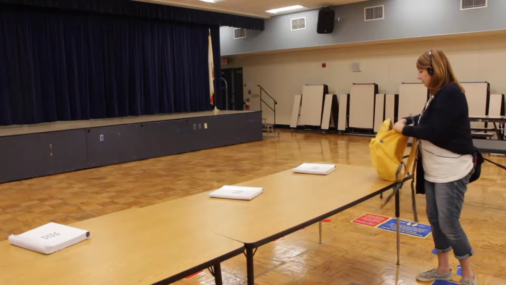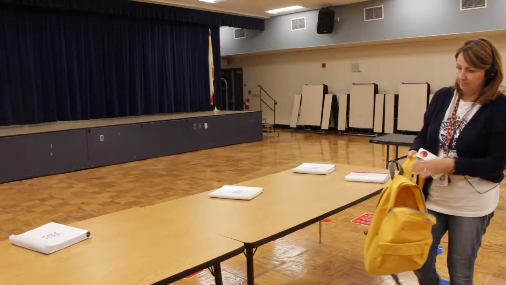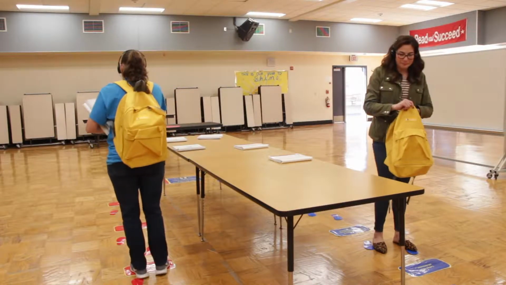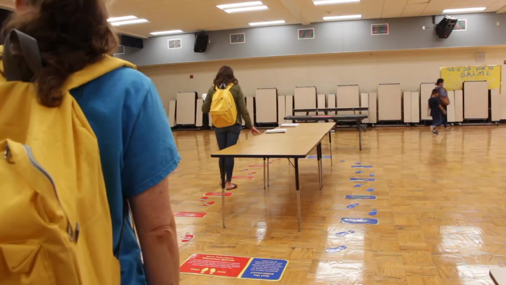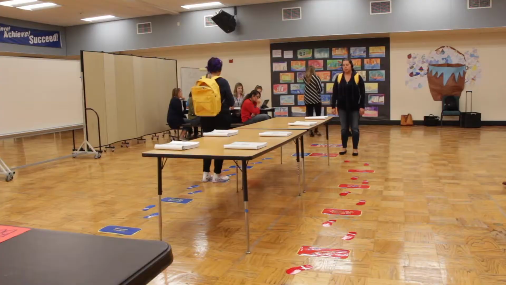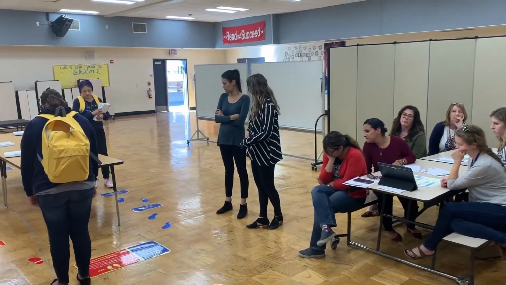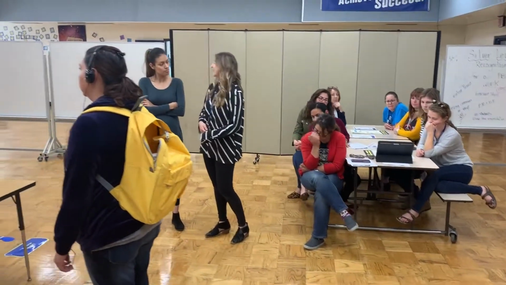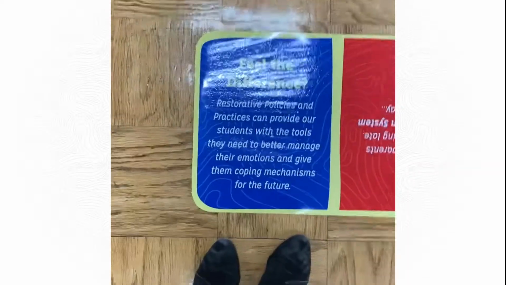Later that afternoon, you and the other student agreed to help clean the cafeteria during a free period. You end up making small talk while working together. After school, your school counselor meets with you before track practice. Your counselor facilitates a phone call home to your parents, setting ground rules and starting a conversation to resolve the conflict later when you get home. How did that feel? Do you feel part of the school community? Are you motivated to change your behavior? Restorative policies and practices can provide our students with the tools they need to better manage their emotions and give them coping mechanisms for the future. Thank you for participating in Walk Your Path.